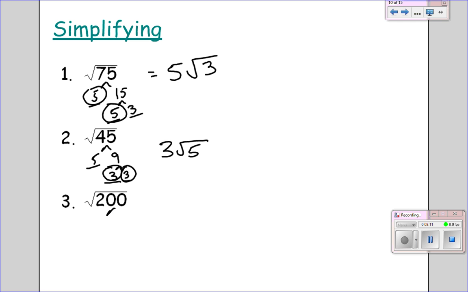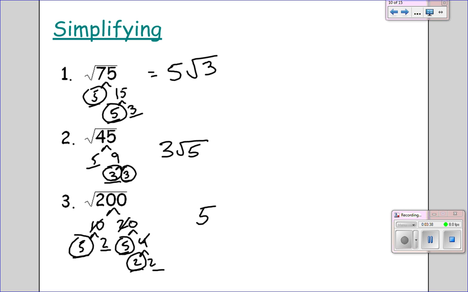And finally, 200. Well, let's see. It ends in a 0, so 10 goes into it. 10 times 20. Neither number is prime, so I continue on. 10 is 5 times 2. 20 can be broken down to 5 times 4. 5 is prime, 4 is not. That becomes 2 times 2. Now I'm down to a 5, a 2, a 5, and a 2 and a 2. So I have a pair of 5's. So I put a 5 outside. I also have a pair of 2's. So I say 5 times 2 because I have 2 different pairs. And I have a single 2 that's left over. So 5 times 2 is 10, square root of 2.